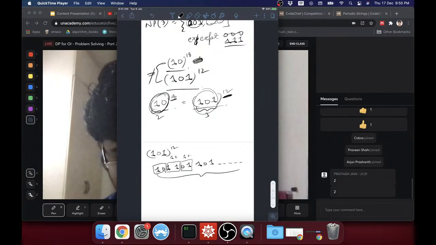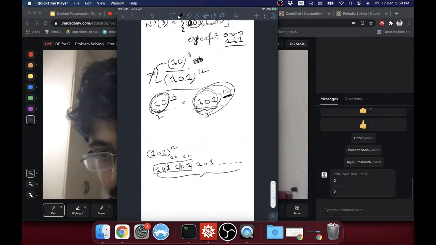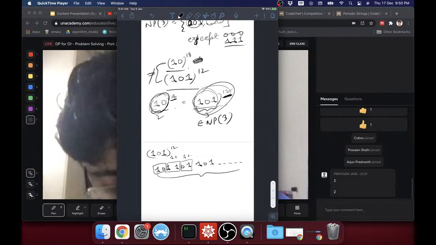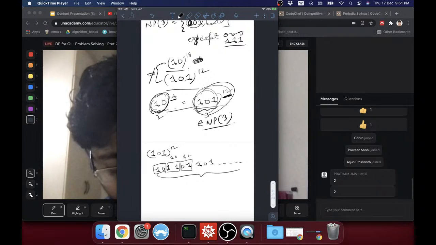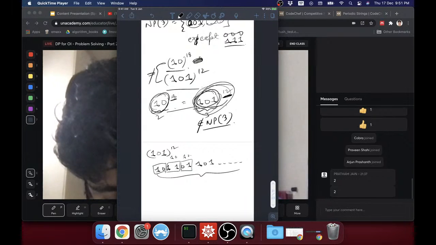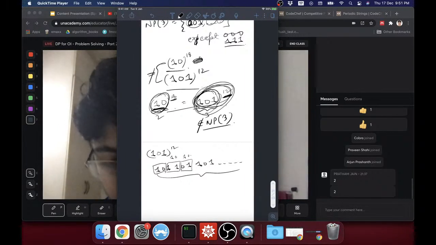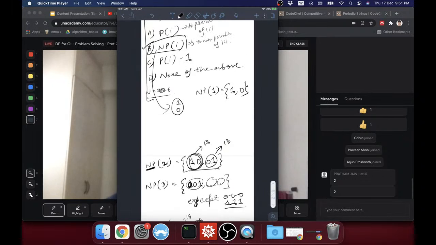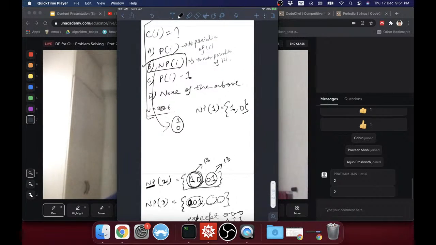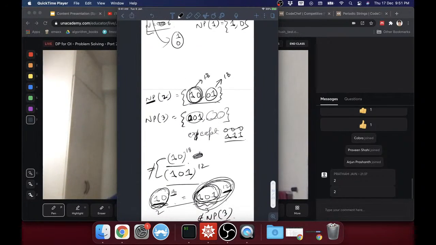If that was true, then this string wouldn't have lied in non-periodic of 3. This would imply that it doesn't lie in non-periodic 3, because we were able to rewrite it as 1 0 to the 18, so there was a periodicity. You could periodically do it. That's the reason. So basically non-periodic strings show you new strings each time. This was 3. For 4 also you can try.